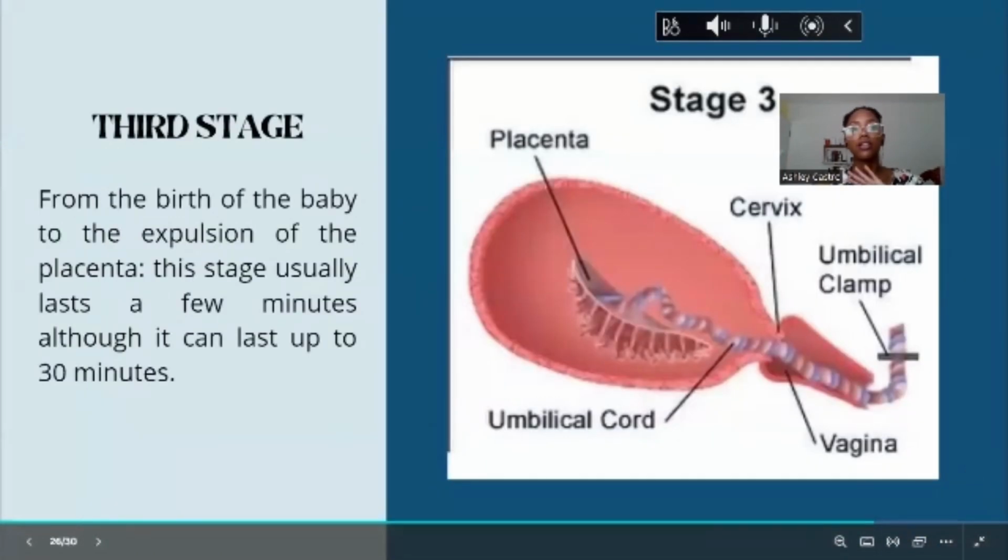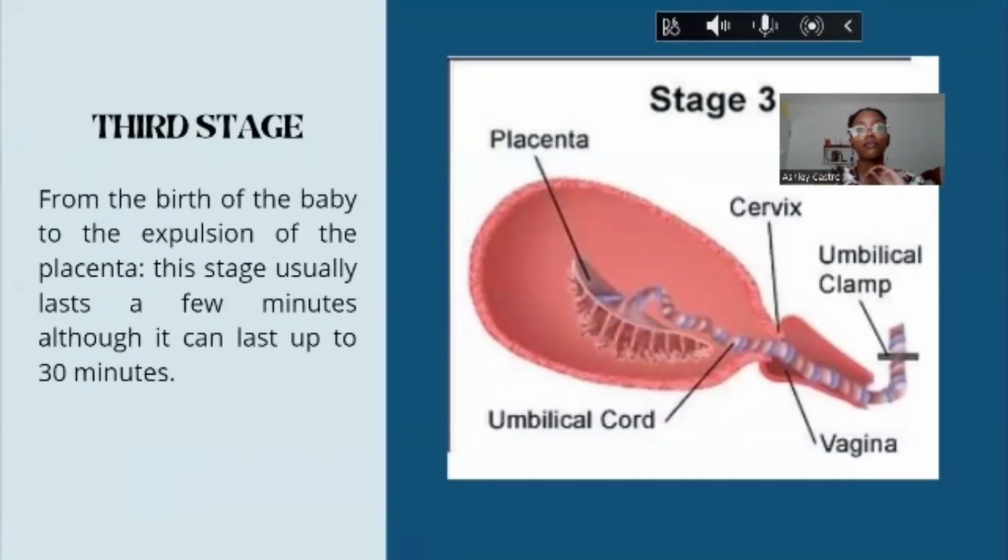The next is the third stage. From the birth of the baby to the expulsion of the placenta, this stage usually lasts a few minutes, although it can last up to 30 minutes.